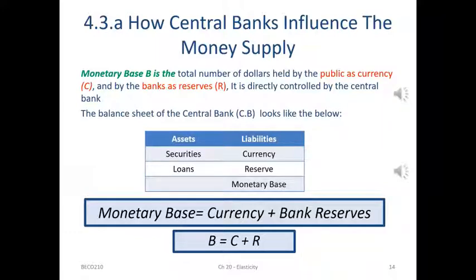Let's have a look at some definitions. Monetary base B is the total number of dollars held by the public as currency C, and by the banks as reserves R. It is directly controlled by the central bank.